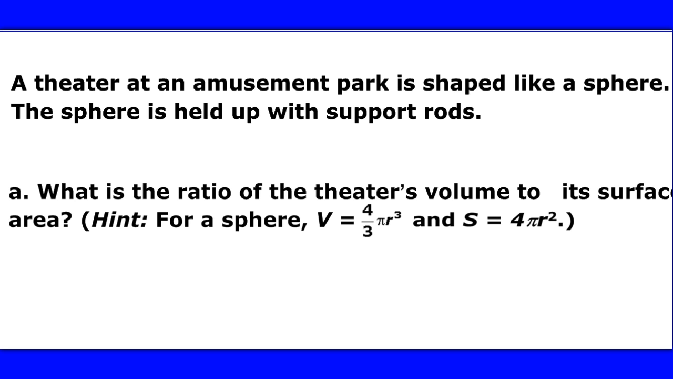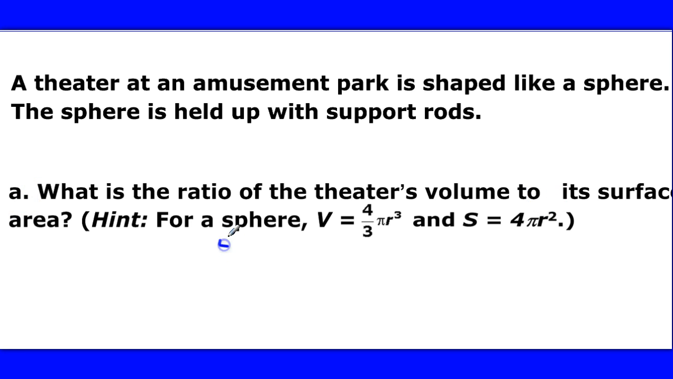Okay? So now we've got a word problem. A theater at an amusement park is shaped like a sphere. The sphere is held up with support rods. What is the ratio of the theater's volume to its surface area? So for volume, we're going to use 4/3 pi r cubed. And for surface area, we're going to use 4 pi r squared.